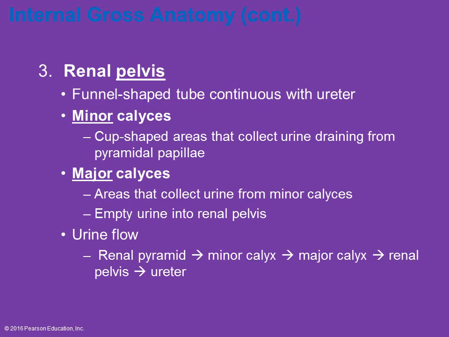And the third section is the renal pelvis. This is right before the ureter. It almost looks like the shape of a funnel. It includes the minor calyces and the major calyces. So when the urine is being produced, it's going to go from the renal pyramid, flow to the minor calyx, from there to the major calyx, from there to the renal pelvis, and then finally out the ureter.